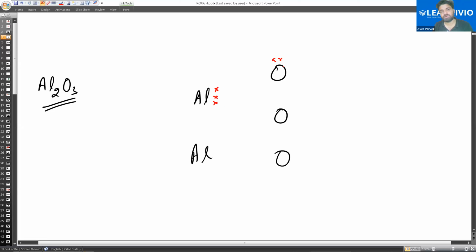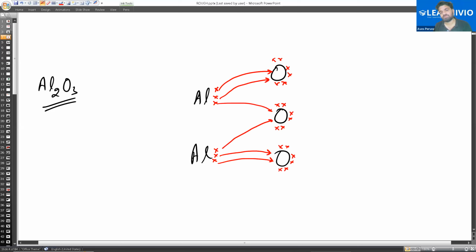In the first step, you are going to have 6 electrons for each oxygen, and 3 electrons for this, and 2 electrons for this, 1 electron for this and 1 electron for this. Okay. This is the first step.